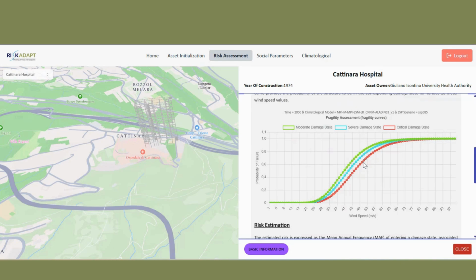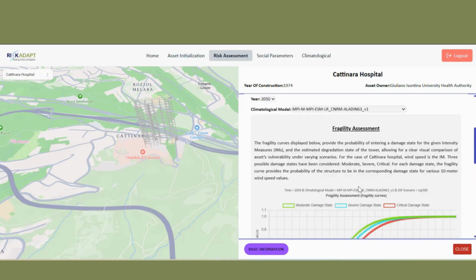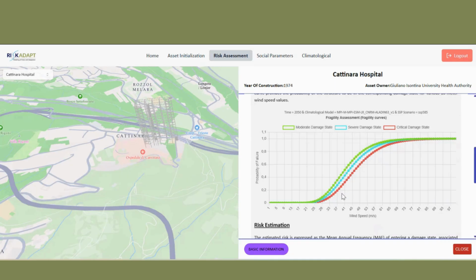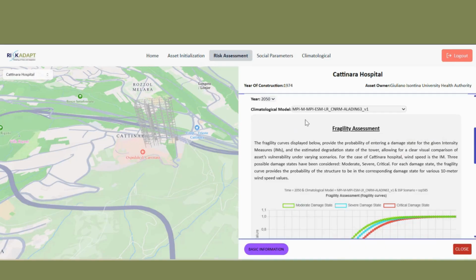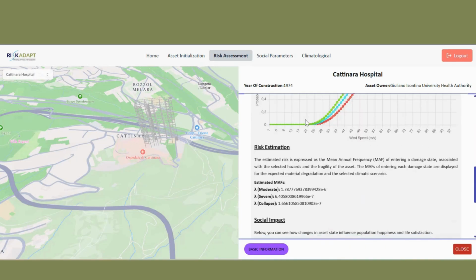So I have my structure. It is vulnerable to wind. Please provide me the probability of failure of being in a damage state for a specific wind speed. The second leg is the hazard. So, for instance, how possible is it to have 49 meters per second in this area? And this was provided by the climatological model. That's why the risk was based on the fragility assessment and the climatological models, the hazard assessment. And based on that, in the back end of the platform, you can estimate the risk.